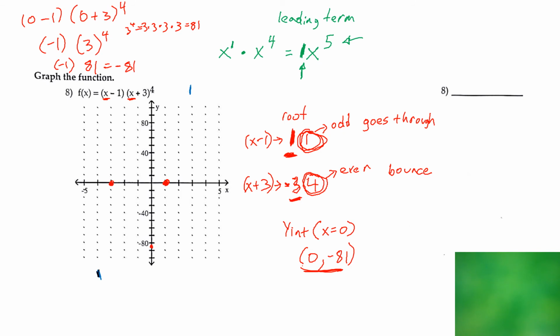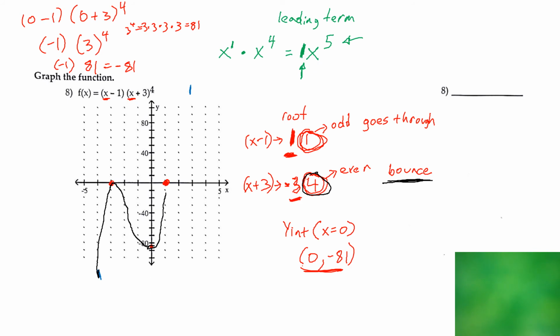So we start at one of the ends and we connect it. So now we're at negative 3. But remember, we said that at negative 3 it should bounce because of the fact that we have an even power. So it's going to bounce. And we have to hit our next stop, which is the y-intercept. We are going to keep going from there.